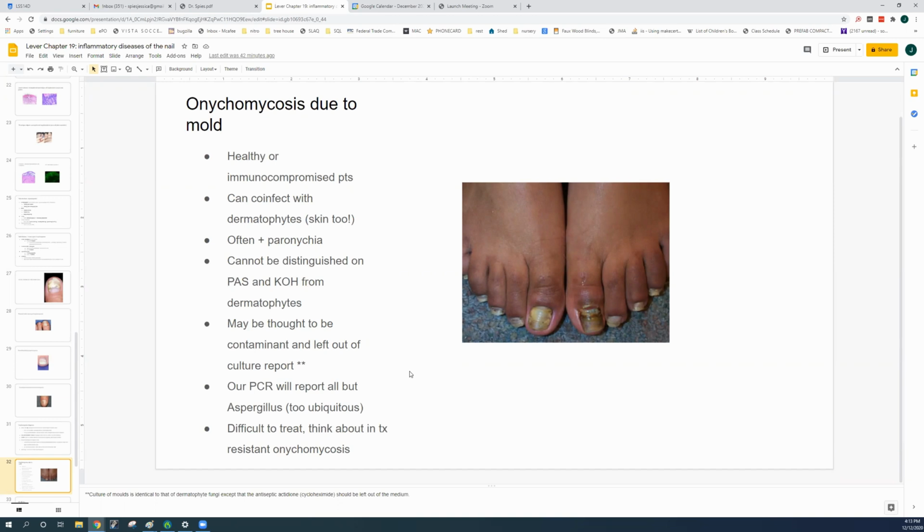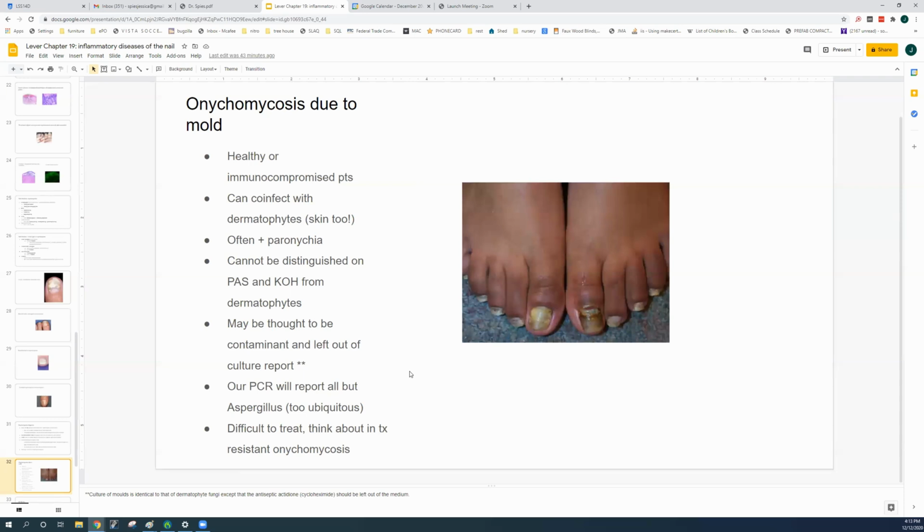The PCR will look for a very large number of dermatophytes and molds and yeast. The one thing that it won't report on the system that we have is aspergillus. It's too ubiquitous in the environment, as I just said. And so that is a little bit of a diagnosis of exclusion right now. Because onychomycosis due to mold can be difficult to treat, think about it in treatment-resistant onychomycosis.